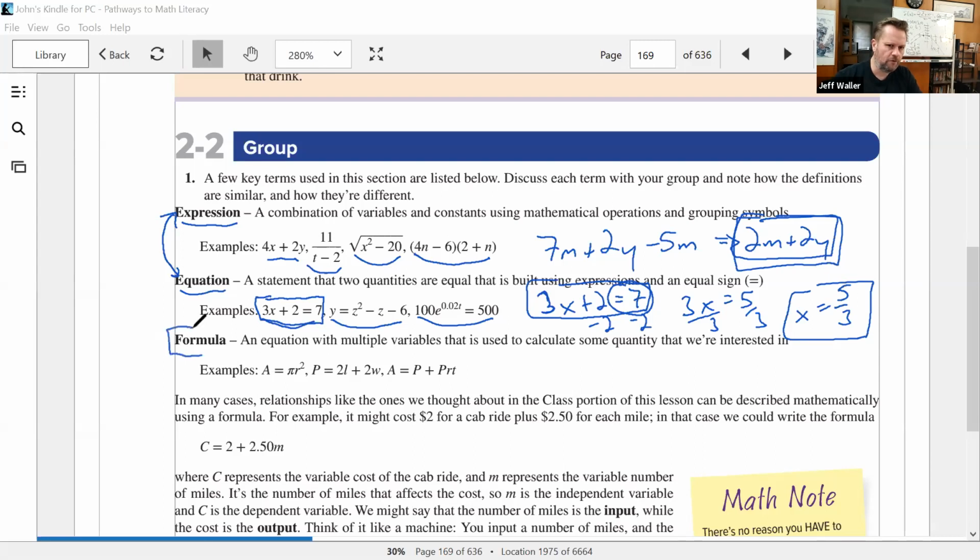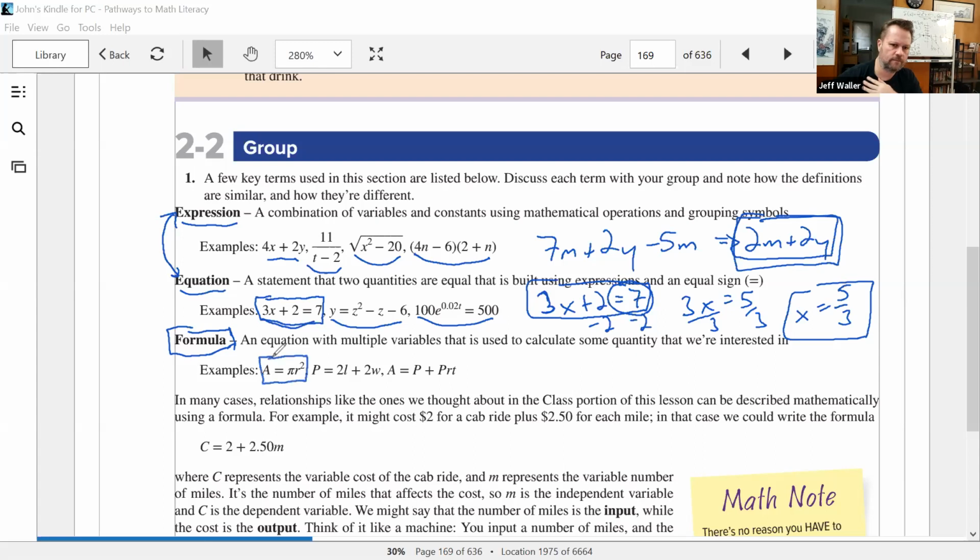Now, a formula is basically an equation, but it means something very specific. It's a certain relationship between things. So for example, this, anybody know what formula this is?